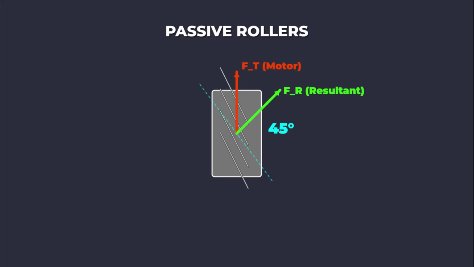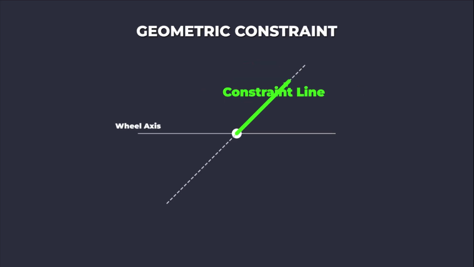purely tangential. The key is that the force generated by the motor torque is always directed along the roller's axis of rotation, which is offset by 45 degrees from the chassis centerline. This geometric constraint dictates the entire kinematic model. Understanding this fundamental force direction is the prerequisite for calculating any omnidirectional movement.